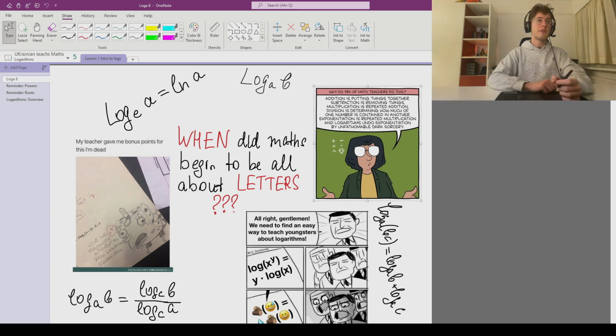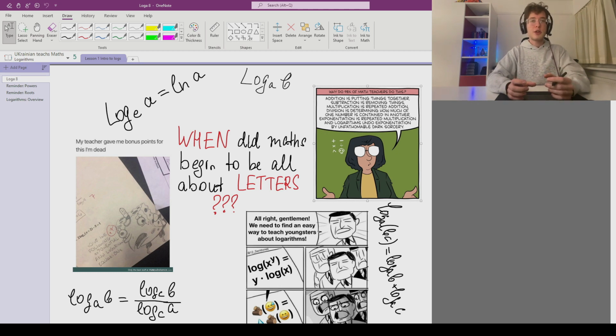Before we begin with the logarithms, I believe that some of you might be having trouble understanding the whole thing. Like, when did mathematics begin to be all about this? I have this weird log, this sub-index a, some number b next to the log, and all of these weird formulas and notations, none of which make sense.